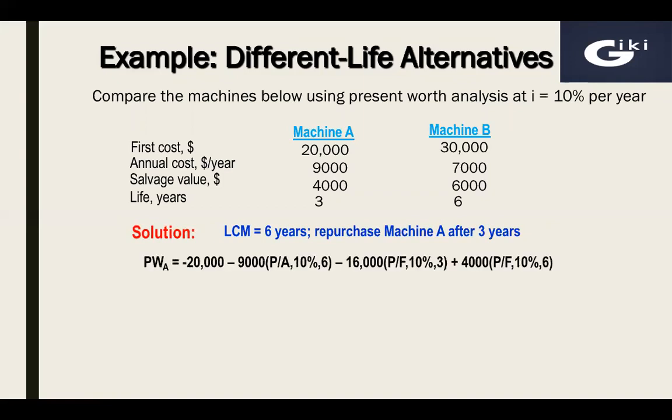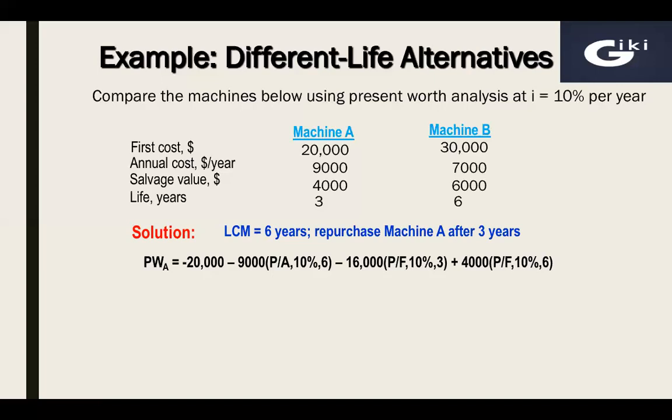Present worth of machine A: minus 20,000 initial investment at time 0 comes as it is. Then 9,000 are annual expenditures every year for the coming 3 years, and this will be the same for years 4, 5 and 6. Now here we have two options. We can consider it as an annual series of payments for 6 years, or we can consider two annual series of payments, each consisting of 3 years. Here I have considered it as an annual series of 6 years and converted it into a present amount by using the P over A factor for 10% and 6 years.